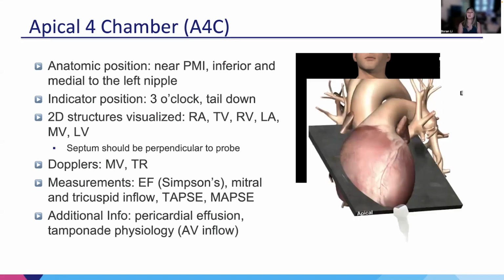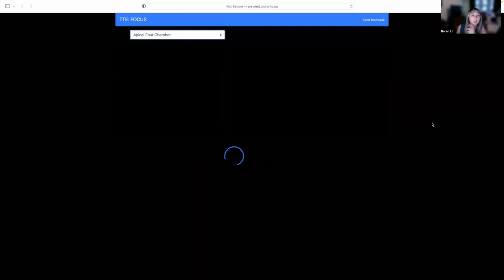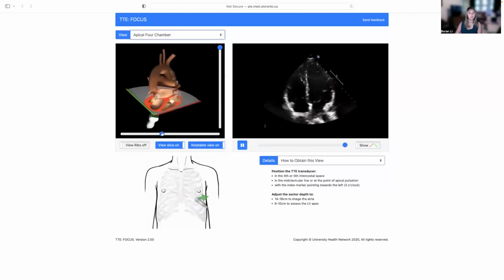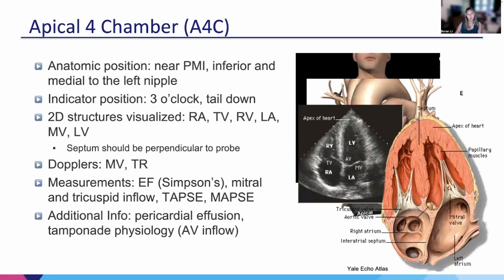I think I have a picture of that. Yeah, like that. Moving back to Toronto. So your probe is here, you're cutting it straight through. So when you turn it, you see all the structures as such. So you see all 4 chambers and both of your AV valves.